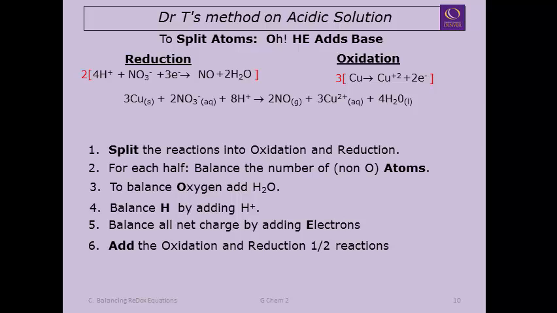So once again, this method allows you to figure out how these would be balanced in an acidic solution and in a basic solution.